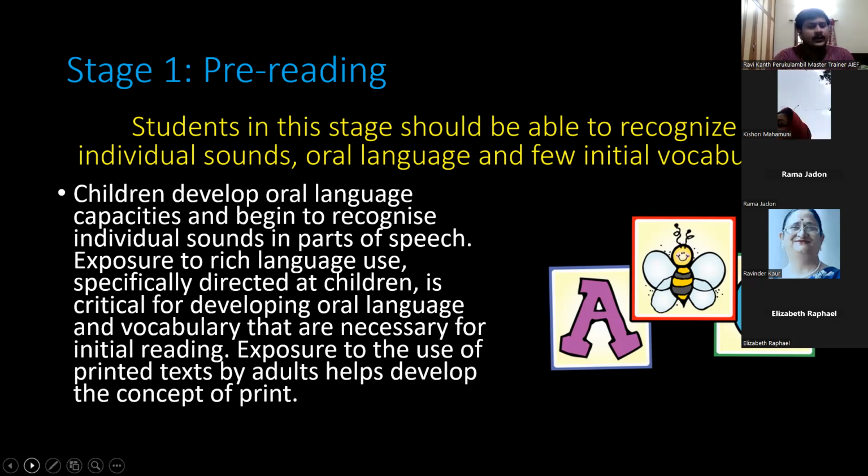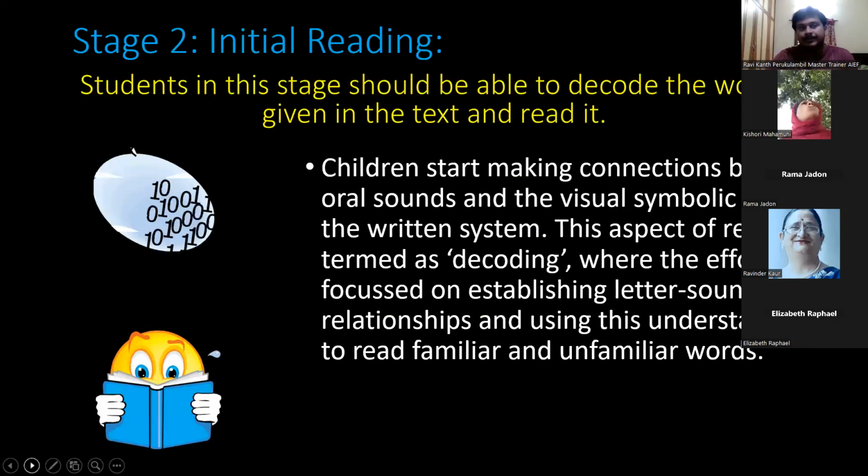Exposure to the use of printed texts by adults helps develop the concept of print as well. If we use printed text also for initial reading purposes of the students, children will also understand the concept of print.